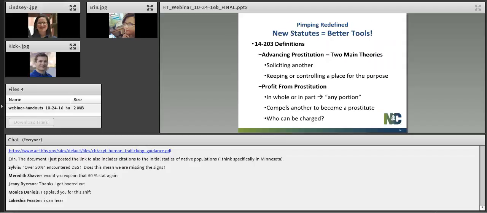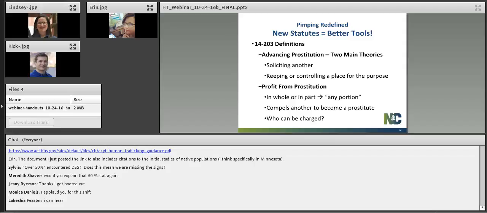So I want to talk a little bit now about pimping, because I think this is something that you might be seeing more than you realize. And now that pimping in North Carolina is a felony, we're seeing law enforcement more incentivized to investigate these cases. So there's a statute of reference, 14-203, that gives us our definitions for pimping, or we don't use pimping in the statute, we use promotion of prostitution.